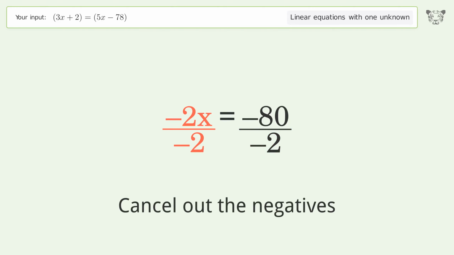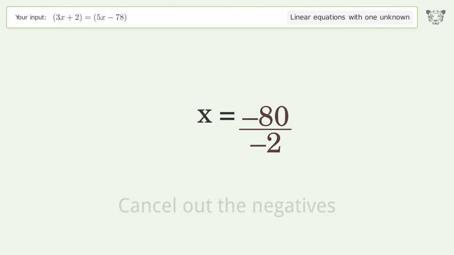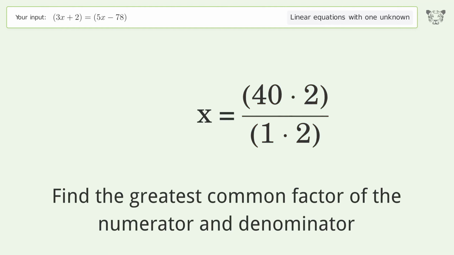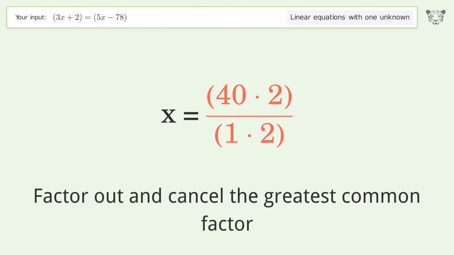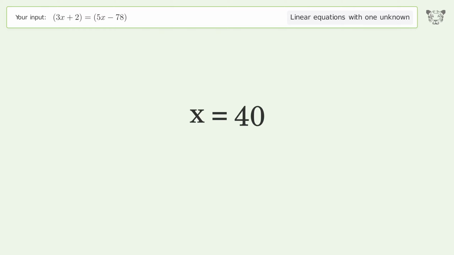Cancel out the negatives. Simplify the fraction. Cancel out the negatives. Find the greatest common factor of the numerator and denominator. Factor out and cancel the greatest common factor. And so the final result is x equals 40.